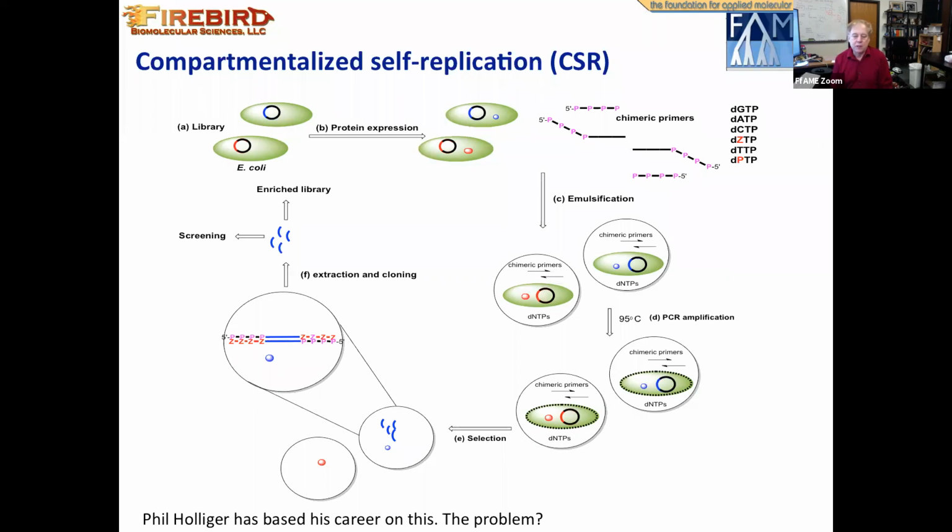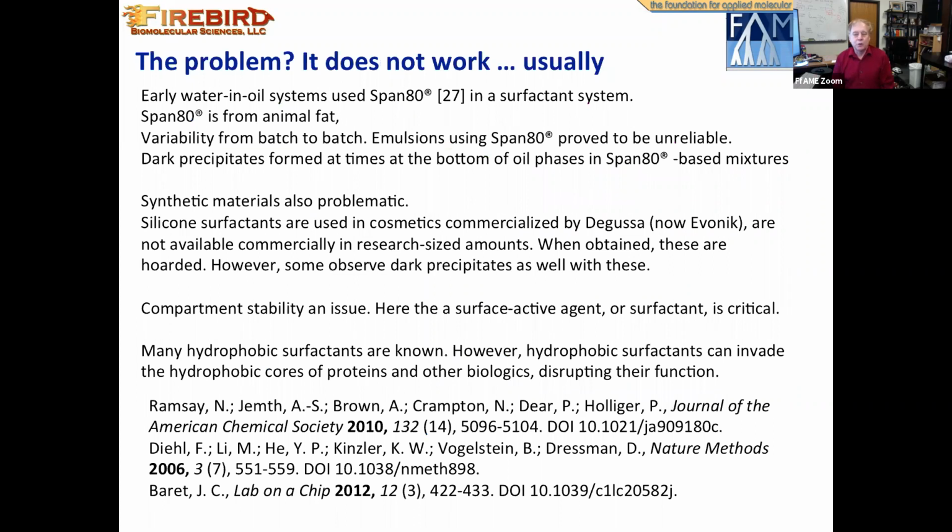So Phil Holliger has based his career on this. So what's the problem? Well, it doesn't work usually. Now I can't do serious accusations against Phil, since he is probably the best protein engineer in the area of polymerases on the planet. But his early surfactant system, even he doesn't use it anymore.